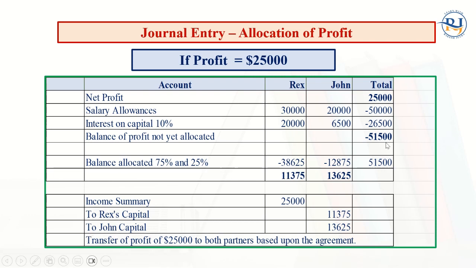Now here the 51,500 is the remaining amount, that is the loss. So the loss is going to be distributed among these two partners as per the percentage decided, 75% and 25%. If we make a total of all these, in a nutshell, 11,375 is got by Rex and 13,625 by John, and this is the general entry as discussed.